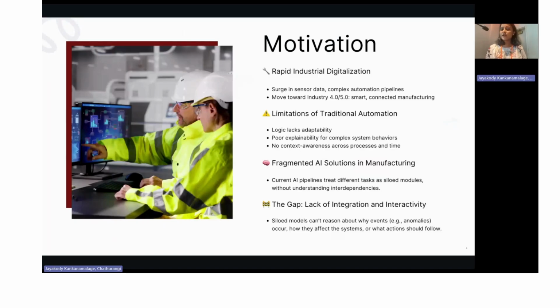So this brings us to the core gap, which is the lack of integration and interactivity among systems. The siloed AI models can't explain why something went wrong, and also how it impacts the downstream task or what to do next. Also, they don't support reasoning or complex decision making in evolving factory settings. And that is where the idea of copilots comes in. They offer a more interactive, explainable, and integrated approach towards modern industrial intelligence.